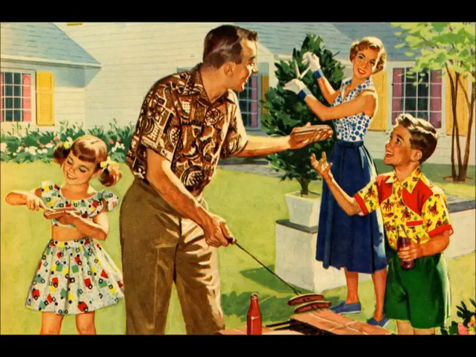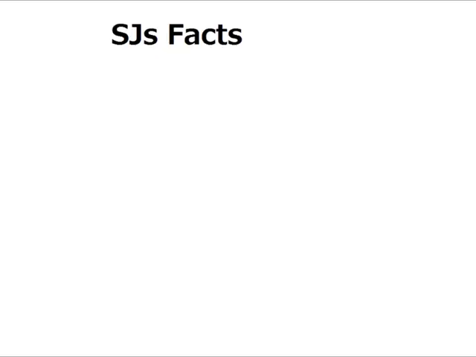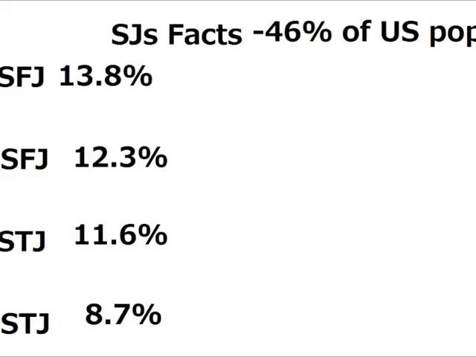So to finish off, here are some fun statistics regarding SJs. SJs make up 46.4% of the US population. The ISFJ, the most common type, is 13.8%. The ESFJ is 12.3%, the ISTJ is 11.6%, and the ESTJ is 8.7%. SFJs constitute 1/3 of all women in America, and STJs are 1/3 of all men in America.